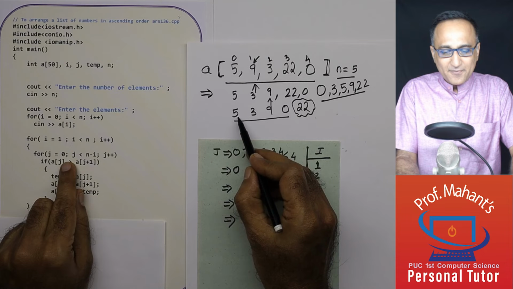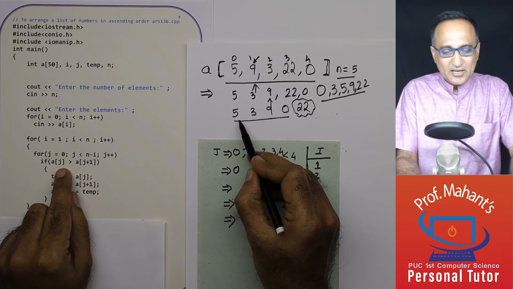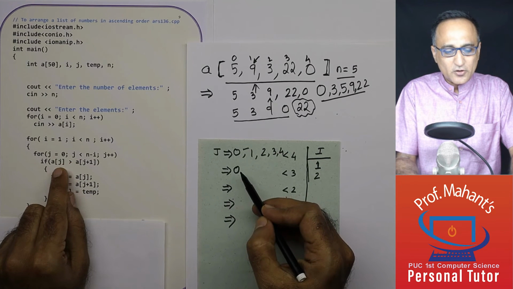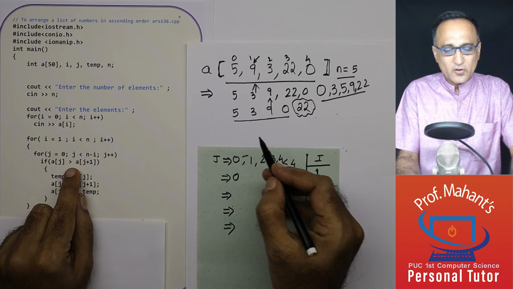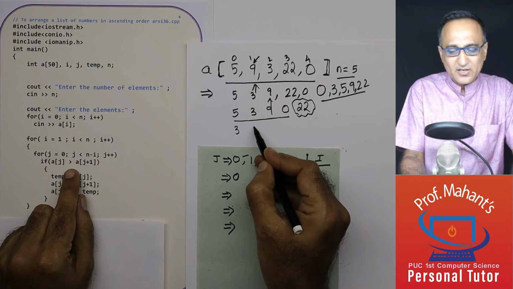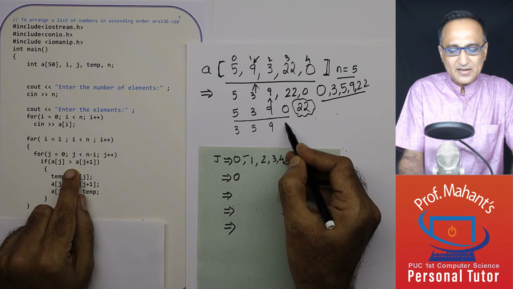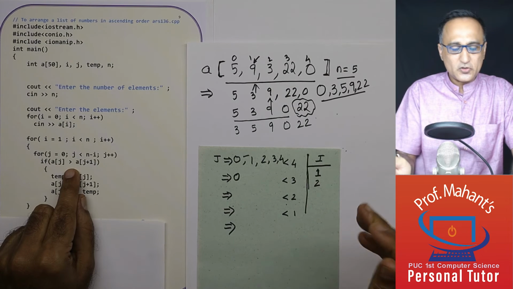Is 5 greater than 3? A of j is, A of 0 is 5. J plus 1 is A of 1, this fellow. Is 5 greater than 3? Yes. So we are going to do an exchange. We are going to have here 3, 5, 9 and 0 and 22.